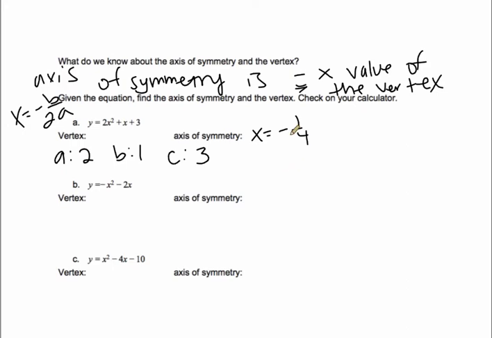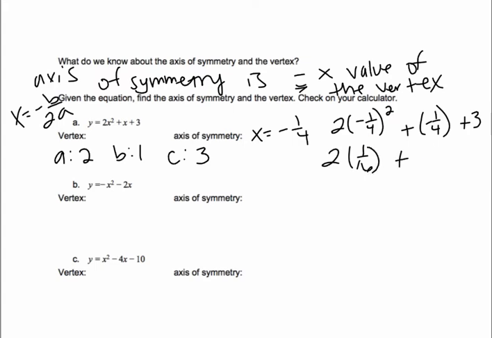Now, how do I find my vertex? Well, I know this is my x value of the vertex. So then what I need to do is plug this in for x and figure out what y is. So 2 times negative 1/4 squared plus negative 1/4, I could have put minus 1/4, plus 3. If you wanted to, you could literally just type this in your calculator, but I'm going to do it the long way. 2 times negative 1/4 squared is going to be positive 1 over 16, minus 1/4 plus 3.